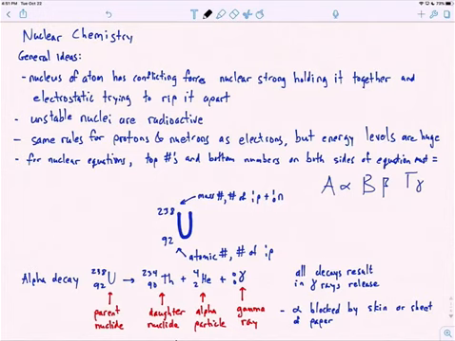We call it radioactive. Originally, they could find radio waves coming from it, but there's much more than radio waves, much more dangerous radiation coming from radioactive nuclei, unstable nuclei. We'll talk about that in a little bit.